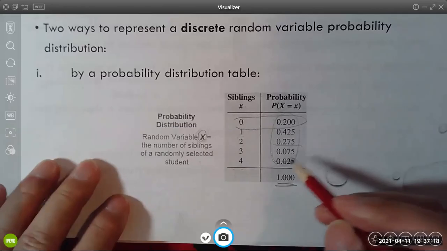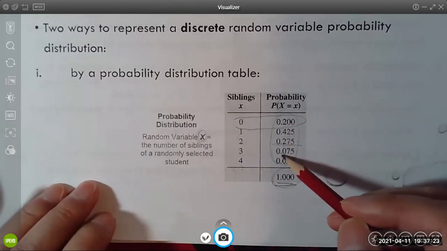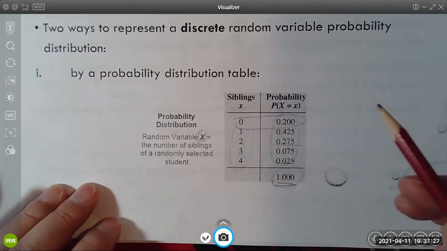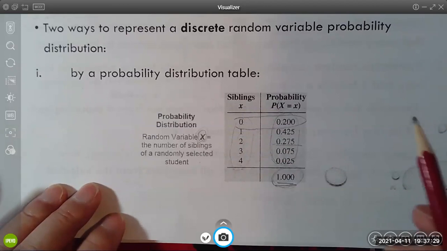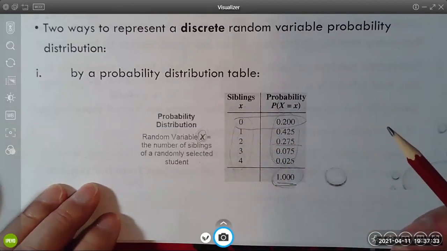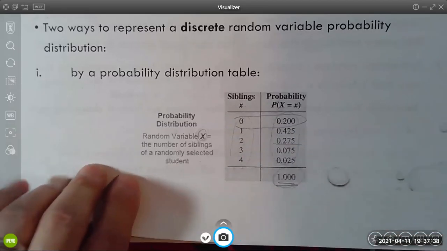Okay, probability being 1 means it will happen. When you add them together and get 1, that means all of this. So if you select a student, I'm 100% sure the student will have anywhere between 0 and 4 siblings. It's not going to be outside this range. You know that's true, right? That's why when you add them together it equals 1.